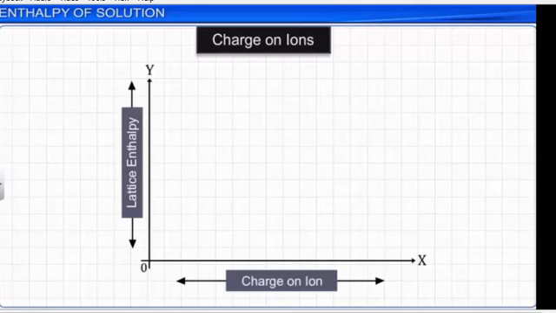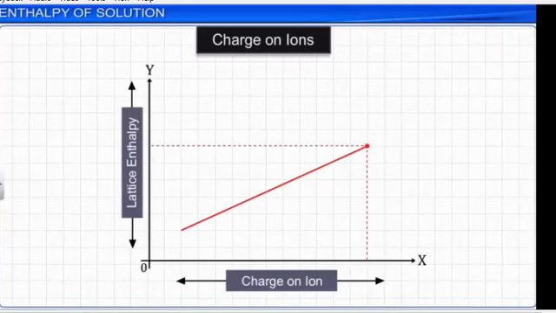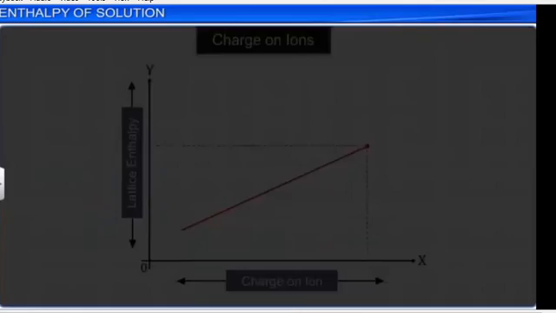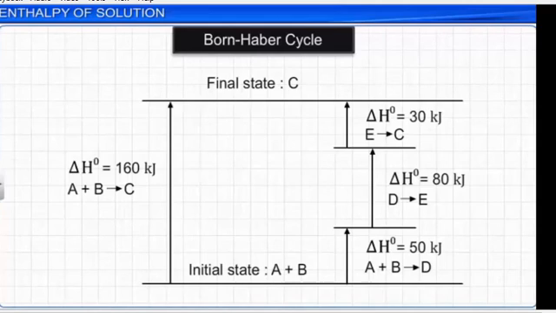Alternatively, an increase in charge also increases the lattice enthalpy. That is, it becomes more negative. This is because the attraction forces between ions increase as the charge increases. It is not possible to determine lattice enthalpy through an experiment. But the same can be calculated by constructing an enthalpy diagram known as the Born-Haber cycle. Let's look at an example.